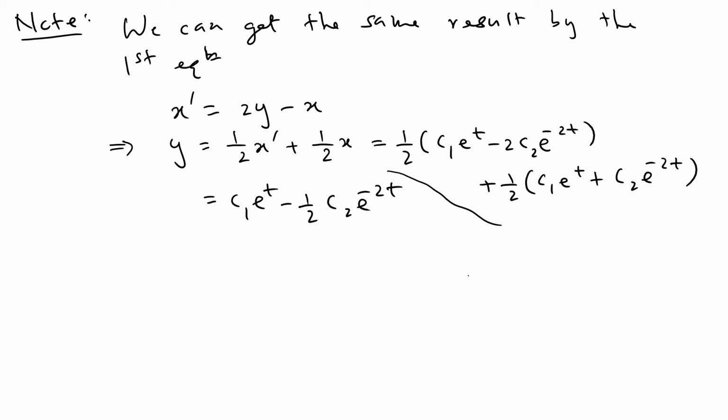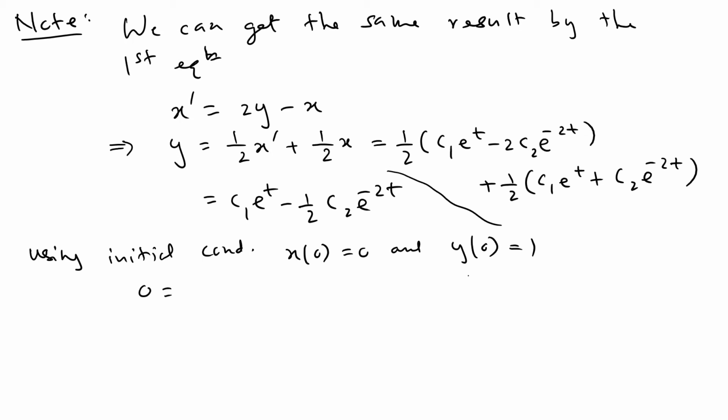So now the only thing we have to do is find c1 and c2. For that we can use the initial conditions. So using the initial conditions, x(0) equals 0 and y(0) equals 1, we can write two equations. From the first one, if you plug in 0, you're going to get 0 equals c1 plus c2. From the second equation, you get 1 equals c1 minus 1 half c2.